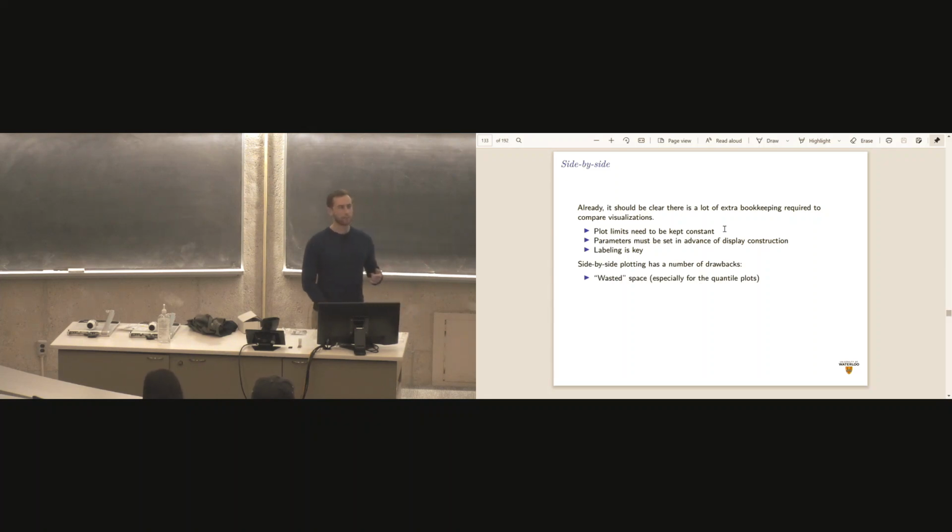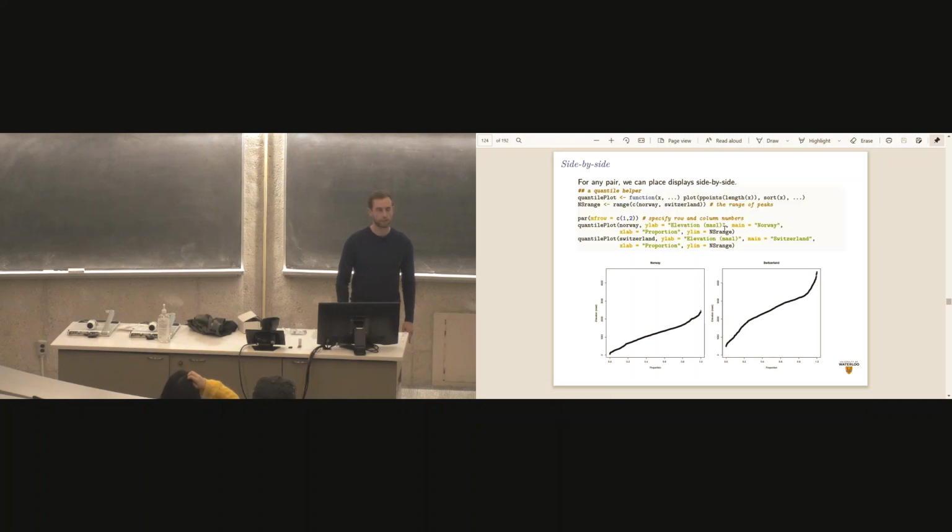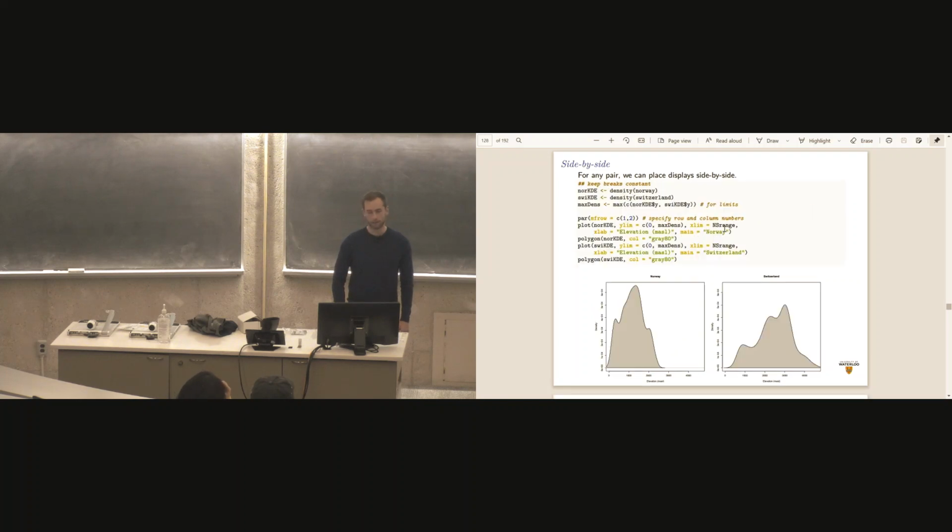But there are some problems with this. So there's kind of this idea of wasted space. If we go back to something like the quantile plot in particular, most of what I've put there is just blank white space. When you're trying to read this, you're visually going over a whole great distance to compare these two curves.